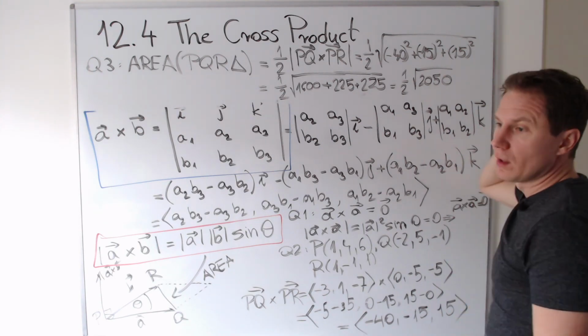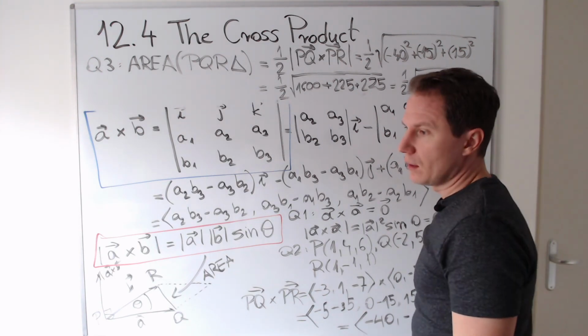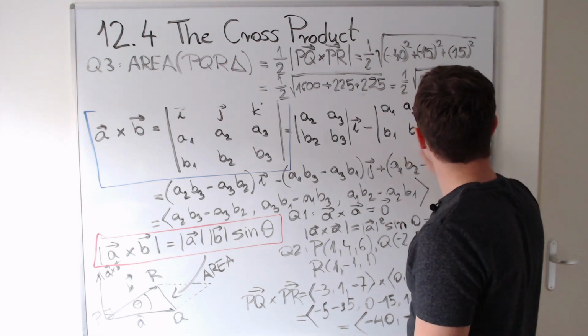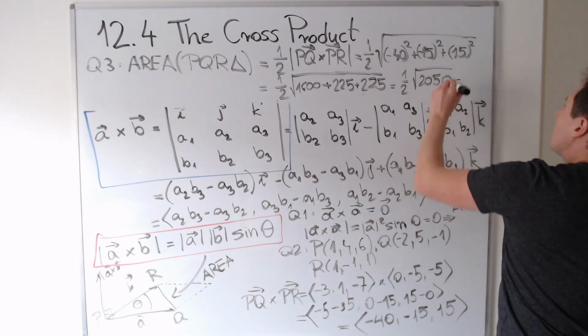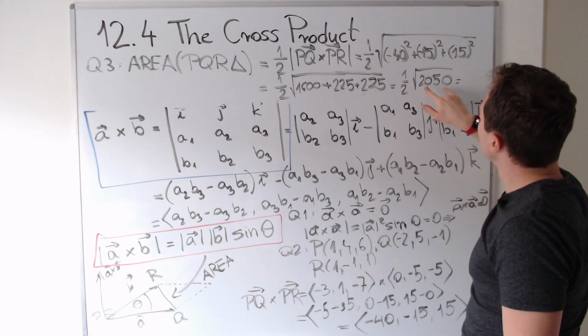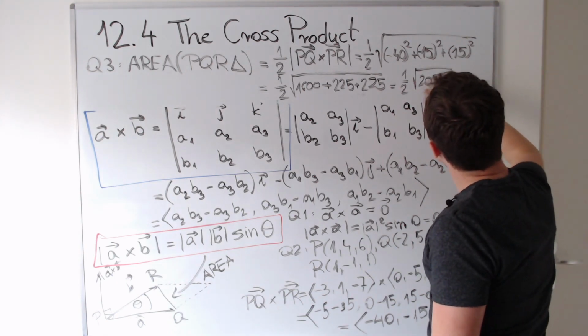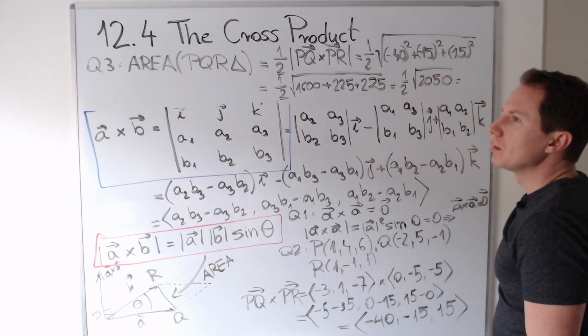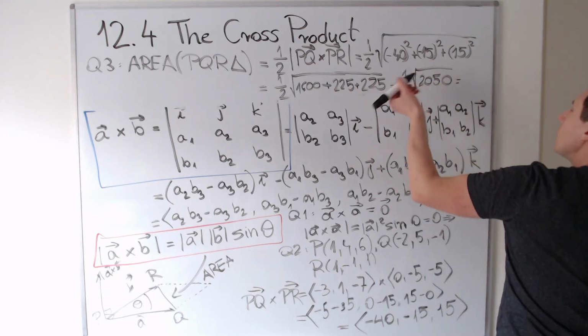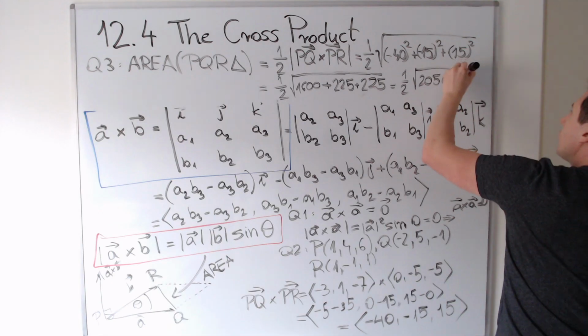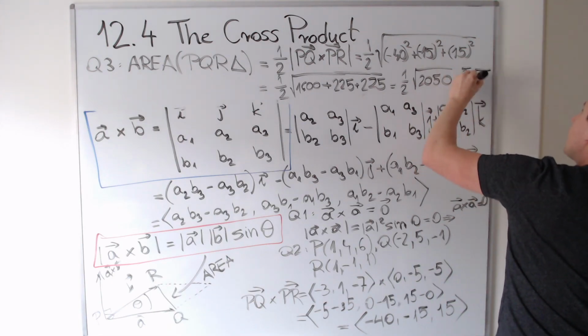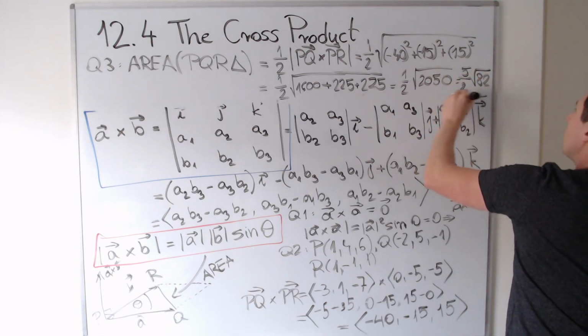Well, one could simplify. For example, this is a multiple of 25, and it's exactly 82 times 25. So the square root of 25 is 5. So this is 5 over 2 times root 82. So that can be the final answer.